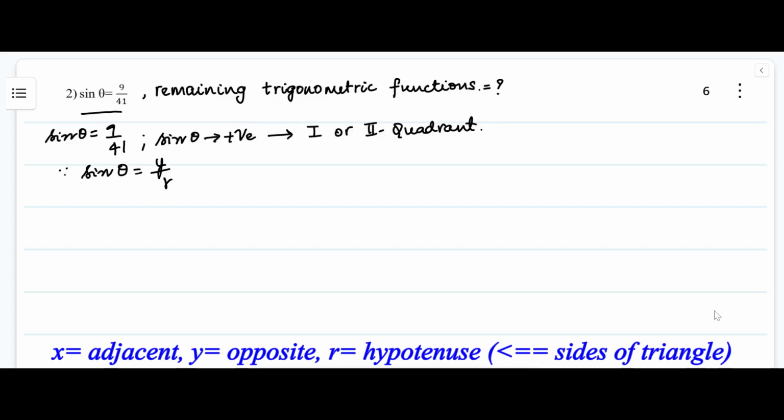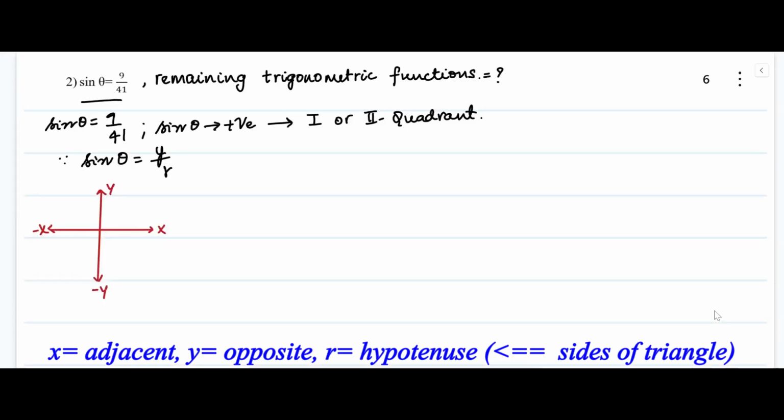When we look into the Cartesian coordinate system, this will be the first quadrant and this one will be the second quadrant, and the formula for finding sine theta is y divided by r. So here r is always positive. The sign of sine theta only depends on the value of y, whether it is positive or negative. So it is only positive in the first and second quadrant, because in the first quadrant we have positive y-axis and in the second quadrant we have the same positive y-axis.